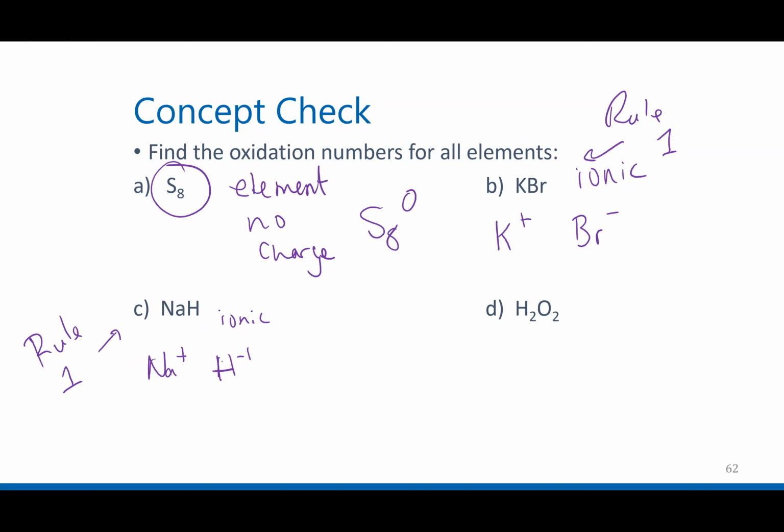Now, I know if you look at the rules, it says hydrogen is +1, but that's as you go through the rules. You have to do them in order. For questions B and C, it is ionic, pure ionic compounds. So I don't need to do rule 2. I don't need to do rule 3, which says hydrogen is +1. So I can move on. Now, in this one, I'm going to have to do rule 1, 2, and 3.